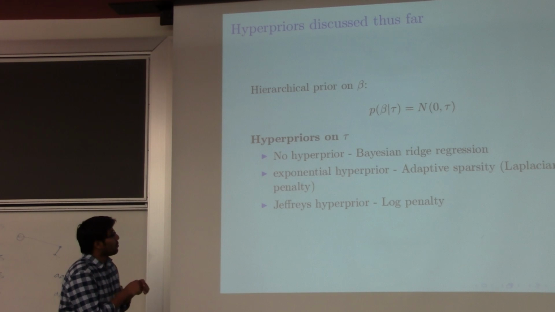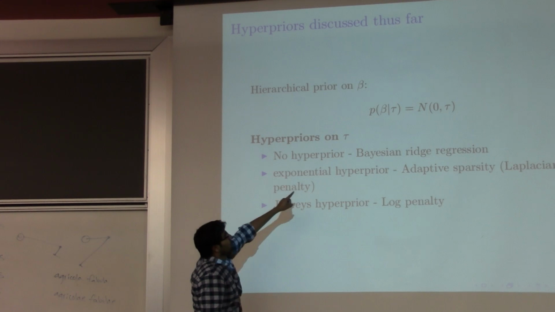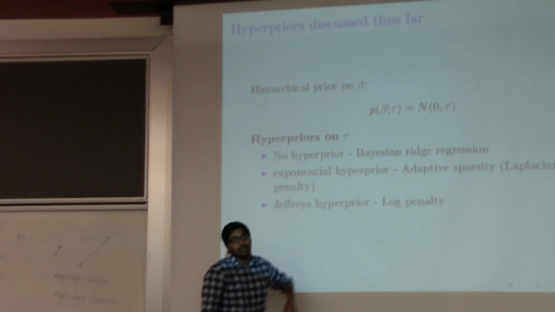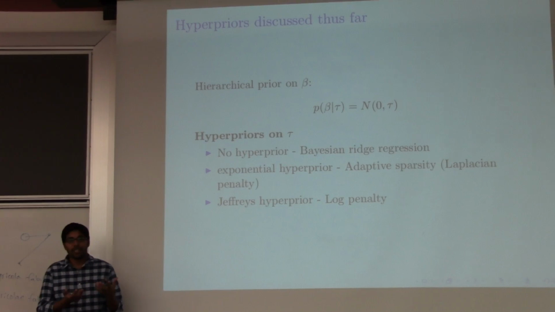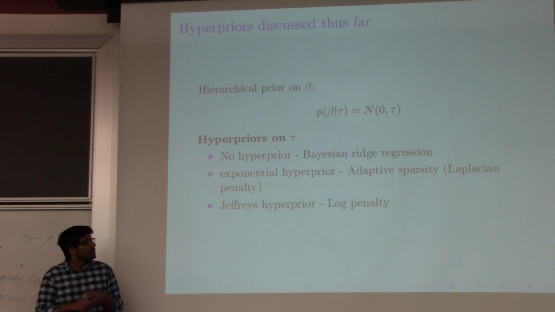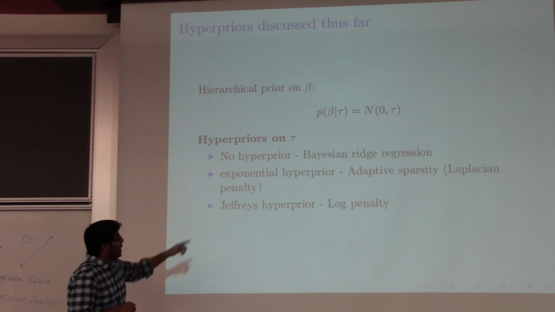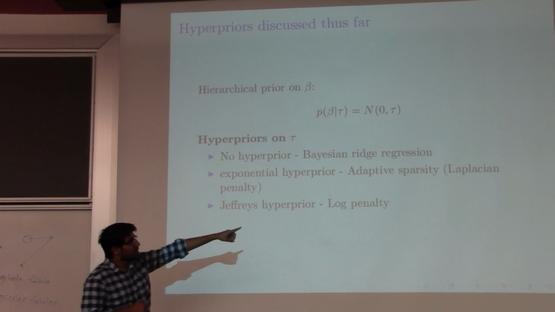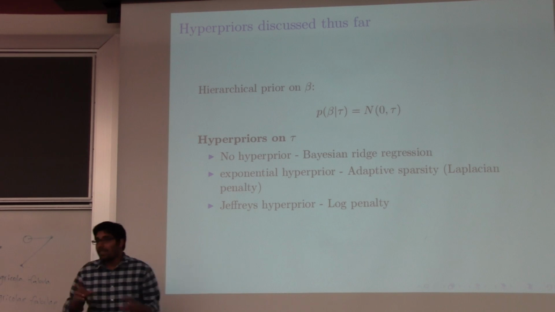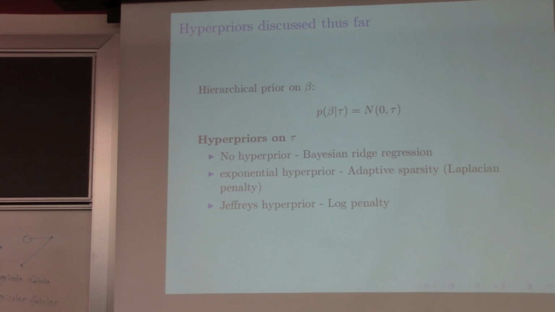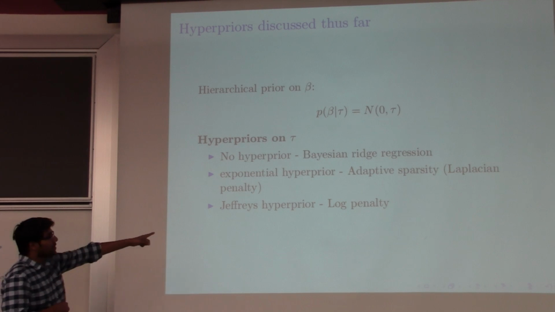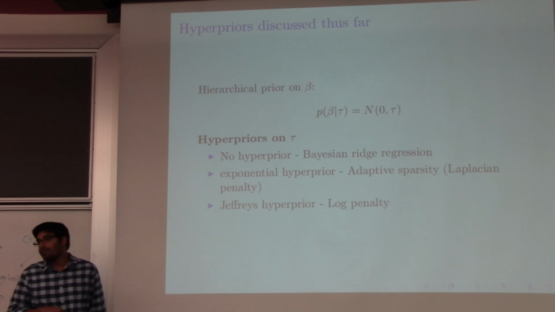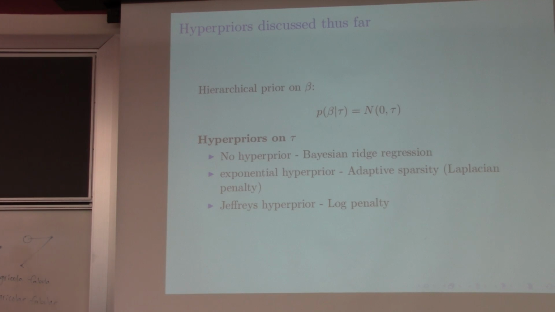Okay. Yeah, but then you don't have a hyperprior on tau. So it looks like Bayesian bridge regression. When you have an exponential hyperprior, it gives you the Laplacian penalty, and it's the adaptive sparsity model, which Figueiredo does. And then you have the Jeffreys hyperprior, which gives you a log. So you have these choices.